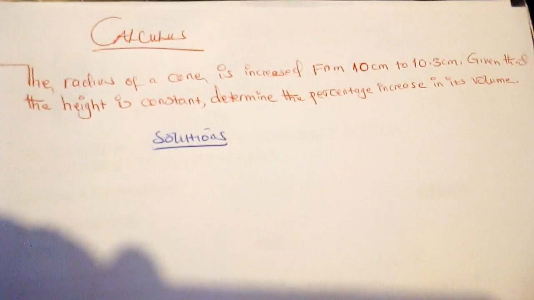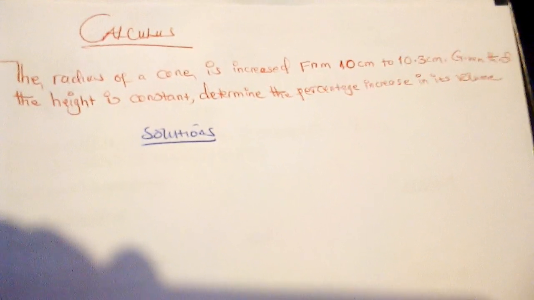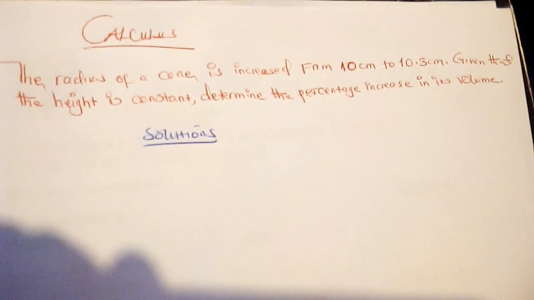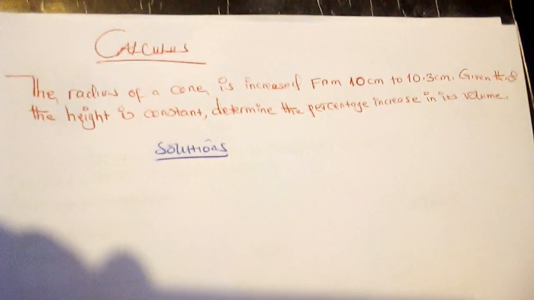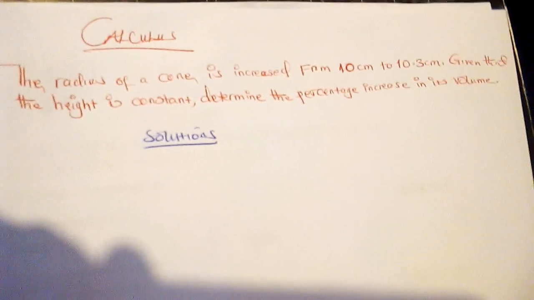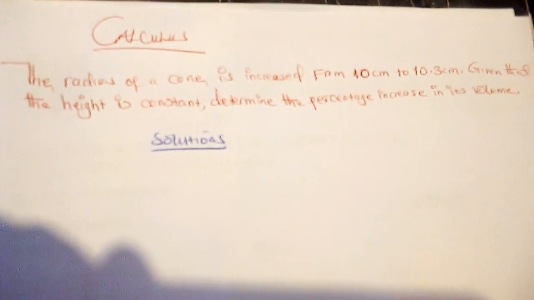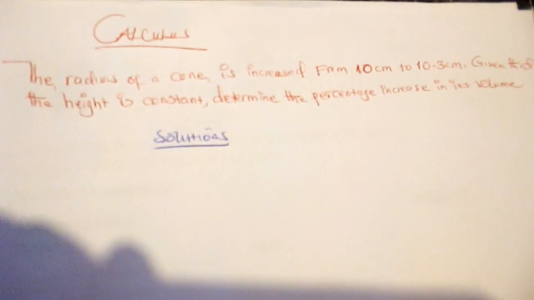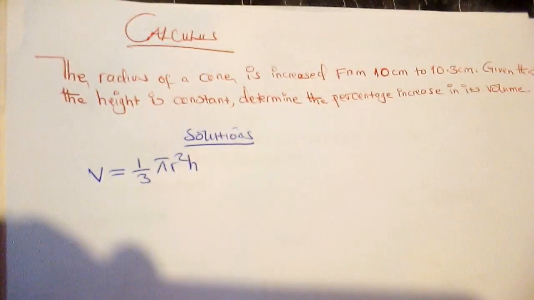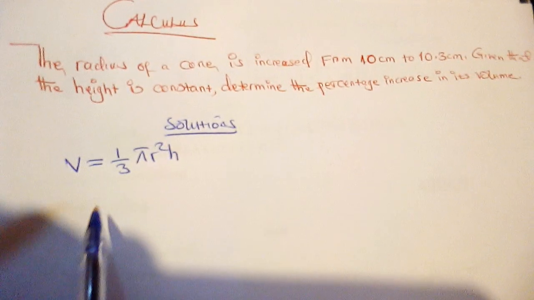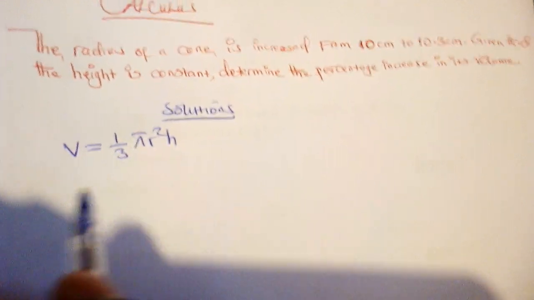The radius of a cone is increased from 10 centimeters to 10.3 centimeters. Given that the height is constant, determine the percentage increase in its volume. So what we're going to do here is to come up with a formula for the volume of a cone. Let's see how we get started. The volume of a cone is given by the formula V equals 1/3 pi r squared h.